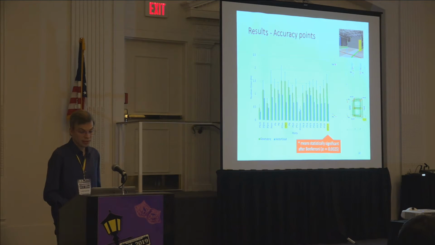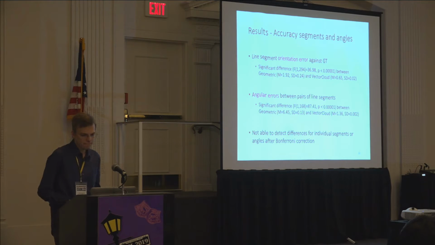We further performed 20 individual pairwise tests in every point with a level of confidence of 95%. And then we applied a Bonferroni correction to avoid repeated measures randomness. So we found statistical significance on 2 points, points 8 and 20, which were the ones further to the right. And we also found differences when comparing each line segment against the ground truth and angular errors between connected line segments. We were not able to detect after the correction where these differences are present.